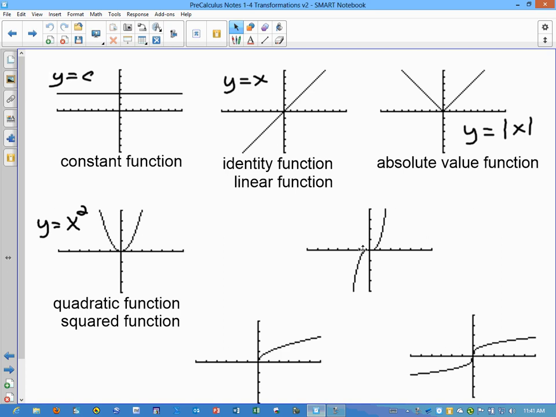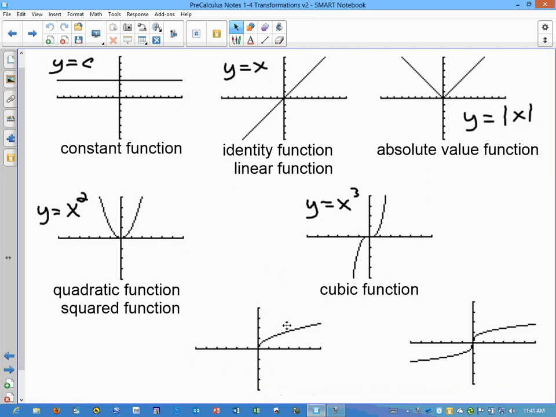This graph here is a cubic function. The name of that one is a cubic function, and that would be y equals x cubed. Notice how when you cube a negative number, it's still going to be a negative number. When you cube a positive number, it's going to be a positive number.